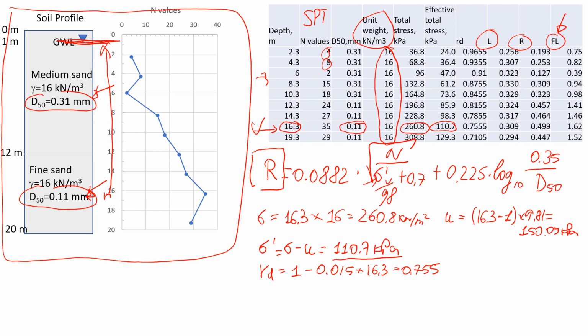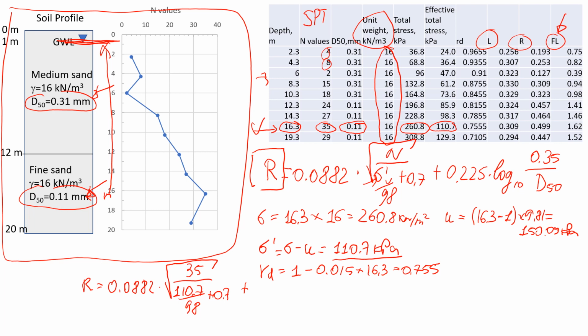Okay, so what we will do now is calculate the value of R. So I'm going to rewrite the formula again here and show the values I put in. 0.0882 square root of n. So for this depth, the n value is 35 divided by effective vertical stress, we just found, 110.7 divided by 98 plus 0.7, and we're continuing.